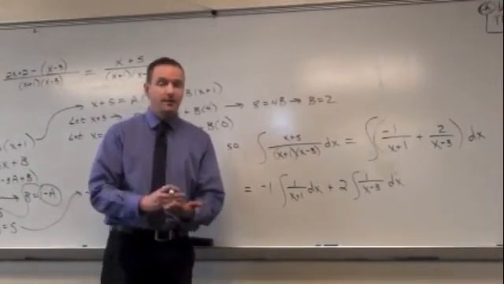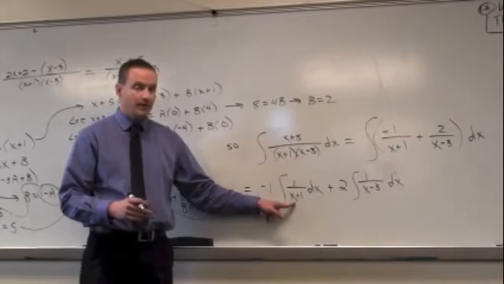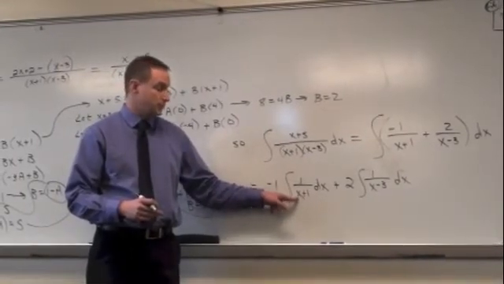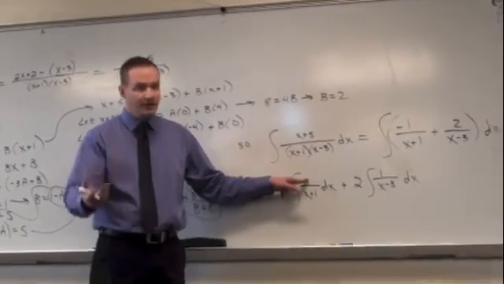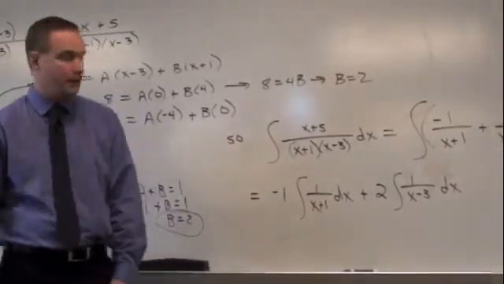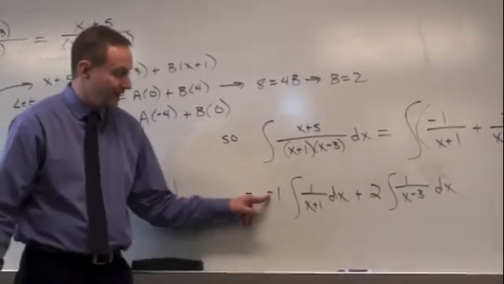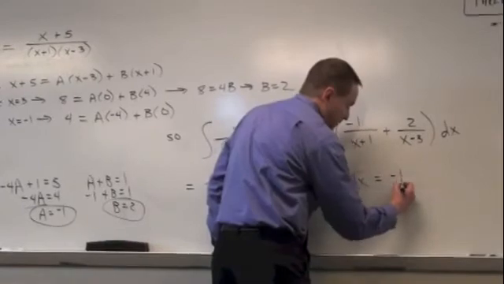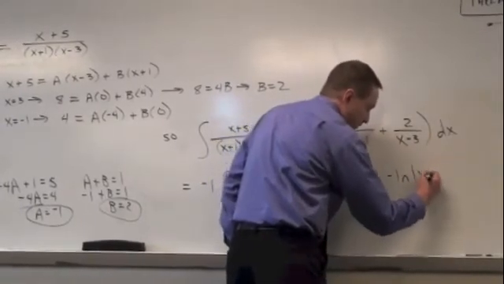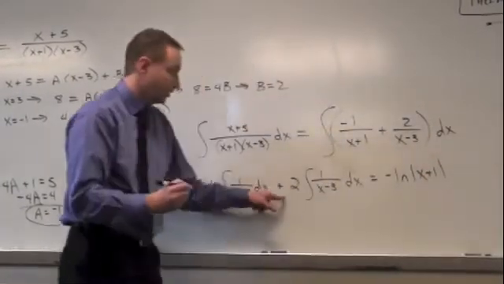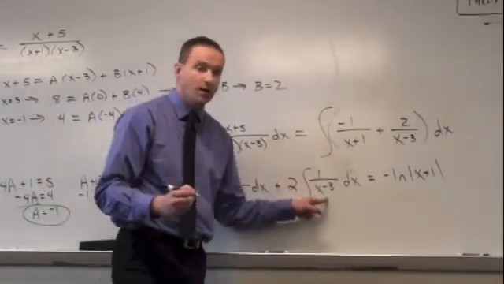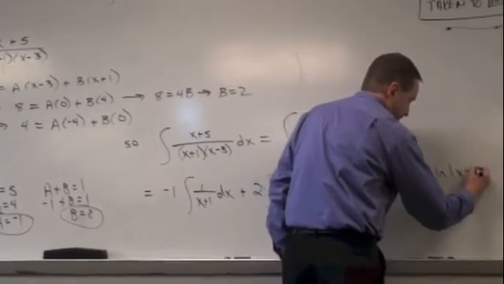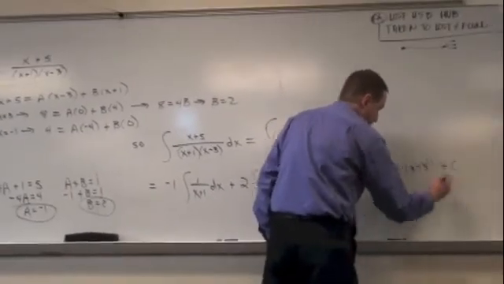Every single solitary time, if you look at the denominator and you say, is the derivative of the denominator in the numerator? Derivative of x is, yes. Then this is a natural log of the denominator. So I can say this one is -1 natural log of x plus 1. Plus 2 natural log of x minus 3. Plus the constant of integration.